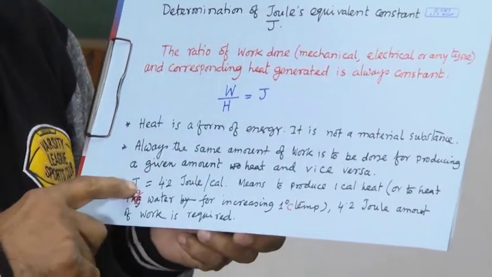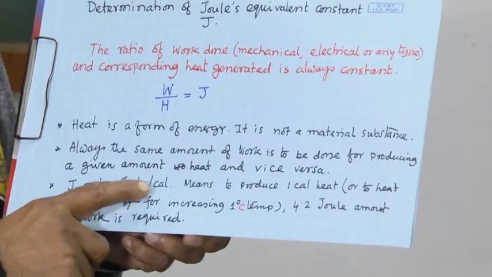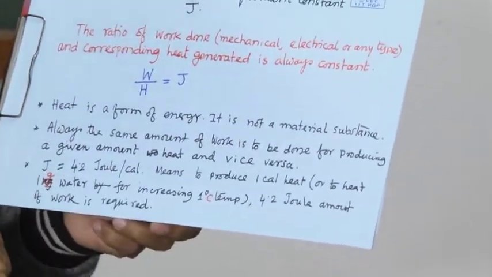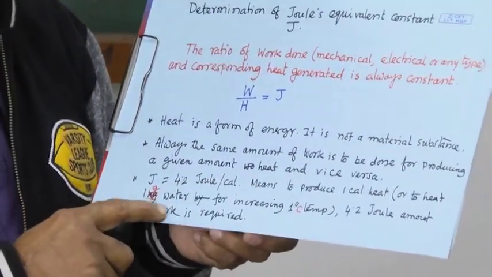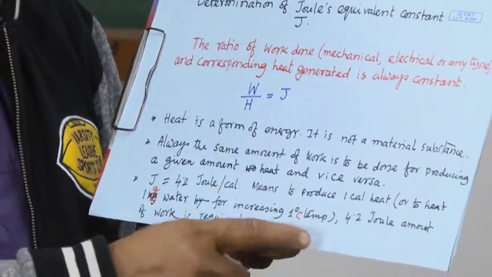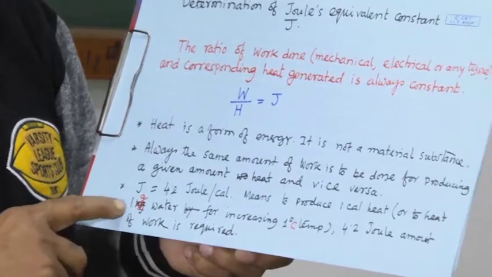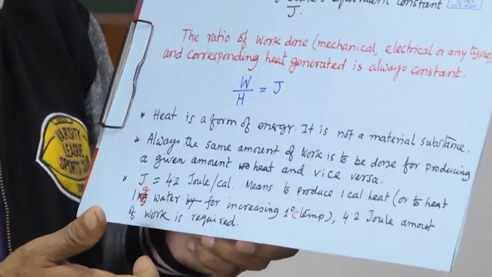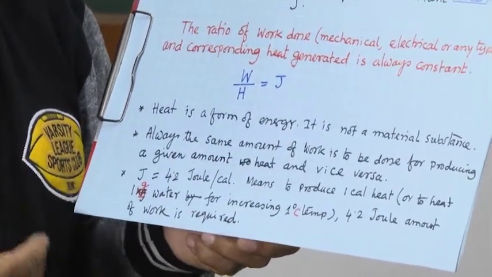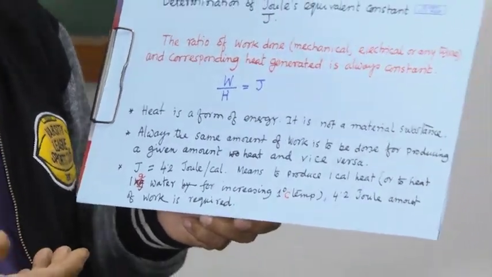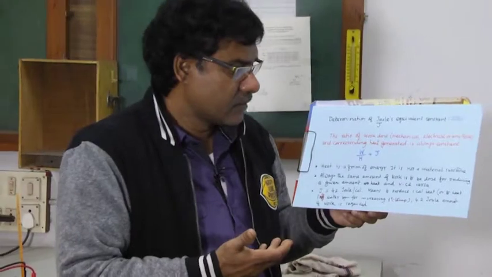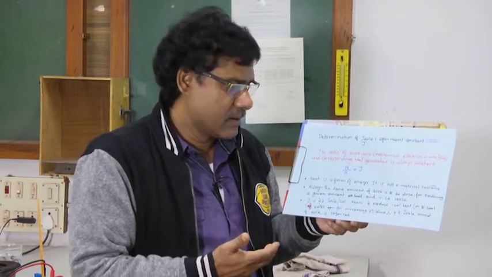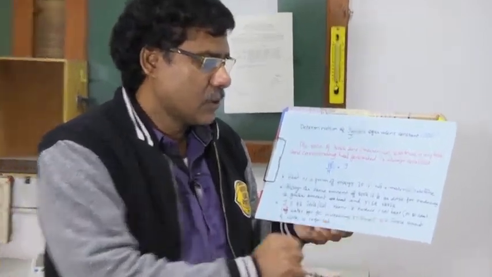Okay, J, this value is basically 4.2 joule per calorie, meaning to produce 1 calorie of heat, 4.2 joule amount of work is required. 1 calorie of heat means the heat needed to raise 1 gram of water by 1 degree centigrade. So that's the 1 calorie. If you want to produce 1 calorie of heat, you have to perform mechanical work of 4.2 joule.